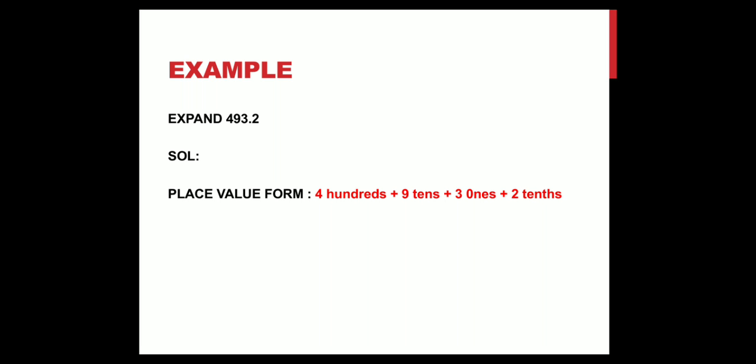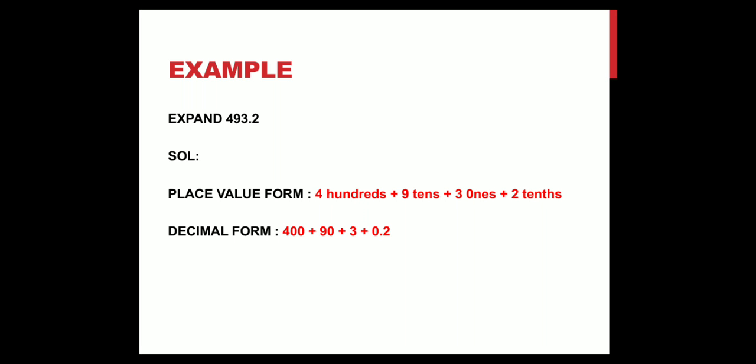The first form, the place value form, is written by keeping the place value of the numbers. So 4 hundreds plus 9 tens plus 3 ones plus 2 tenth. Clear? Fine. Next we are going to see the decimal form. How can I write the expansion in decimal form? In the same way, instead of writing in words, we'll write in numbers. 4 is in the place value of hundreds, so I write 400, plus 90 plus 3 plus, after the 3 I have a decimal number, that is 0.2.